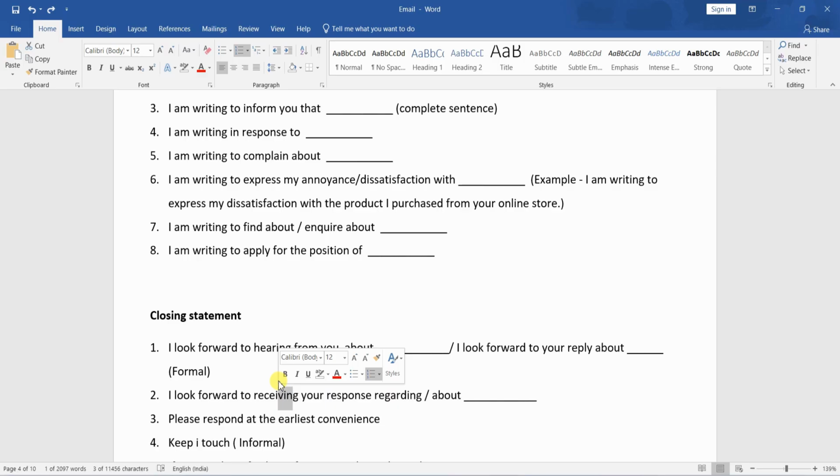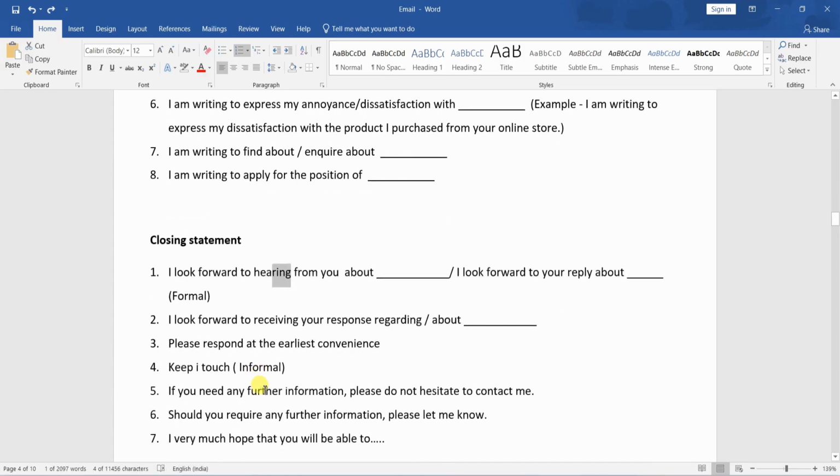Here it is acting as a gerund. Okay, gerund. So, verb plus ing becomes your gerund. So, ing, do not make any mistake. In some cases, you may write, "I look forward to receiving your response about the service or suggestions. Please respond at the earliest convenience."